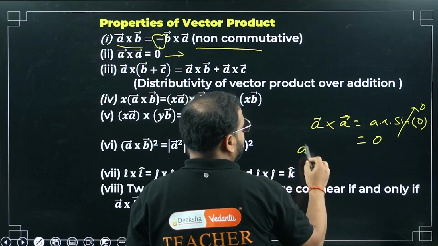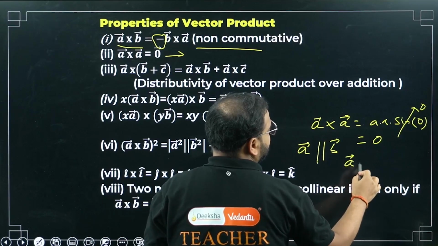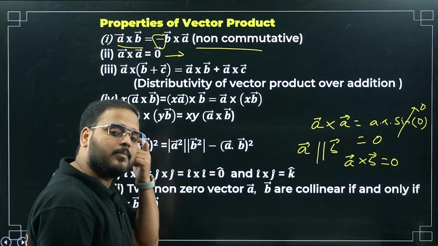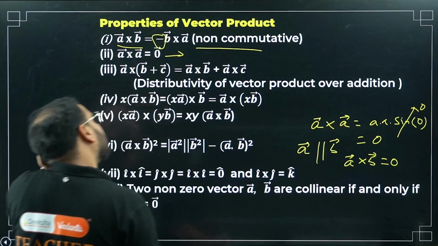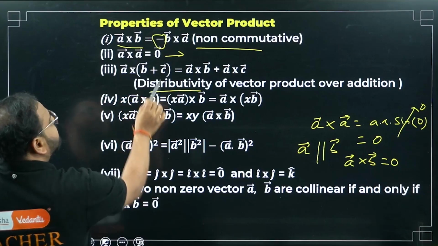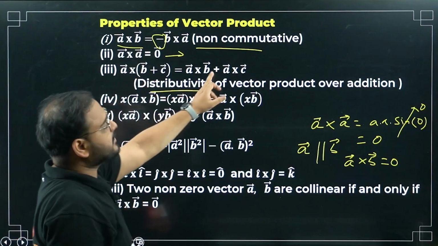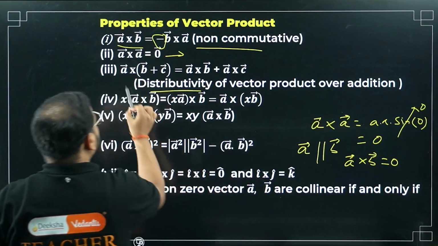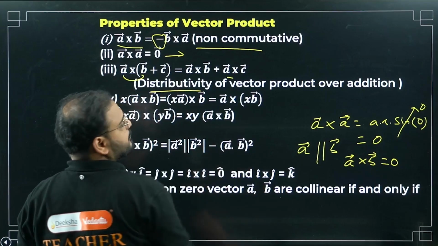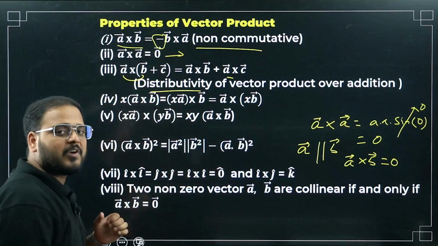If I have, let's say, a parallel to b, then vector a cross vector b will be 0. How come, sir? Because sine 0 will come, so that's why. Now this distributive property will hold true. If I am multiplying a cross with b plus c, then I can multiply a cross with b and then add a cross with c. So first multiply a cross product with b and a cross product with c and then add them up. So the distributive property will hold true in the case of vector product also.